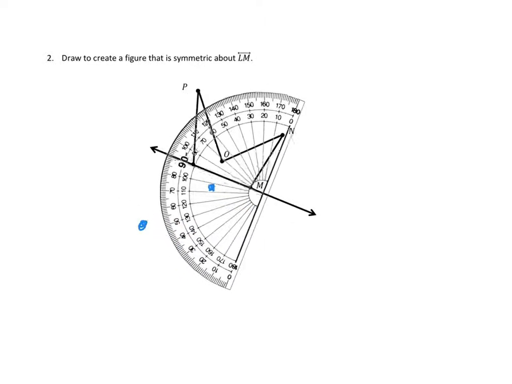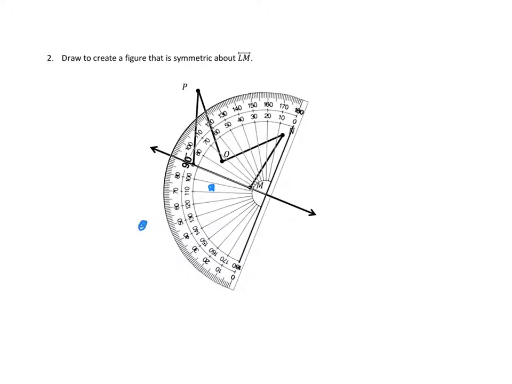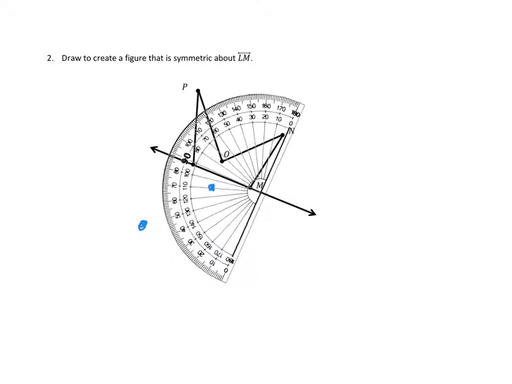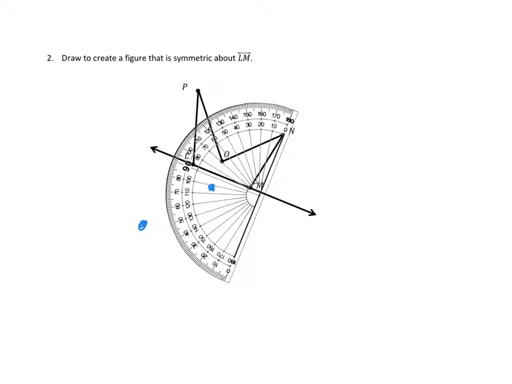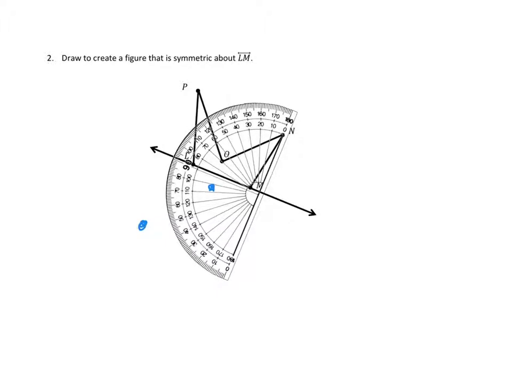I'm going to move my protractor one more time here. I'm going to again line up my 90 degrees with my line of symmetry, and I'm going to again try to line up my protractor with point N right at the end of that spot.